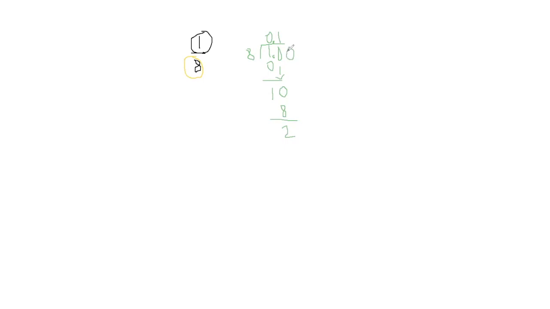Why? Because we've got an unlimited amount of zeros. We can go as many zeros as we want. Now we do this. What's 8 times 1? 8. What's 8 times 2? 16. Okay, what's 8 times 3? 20.